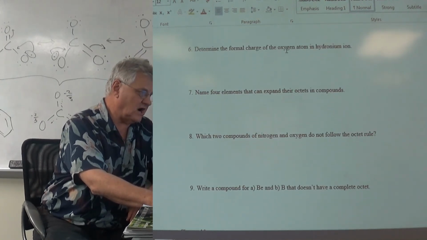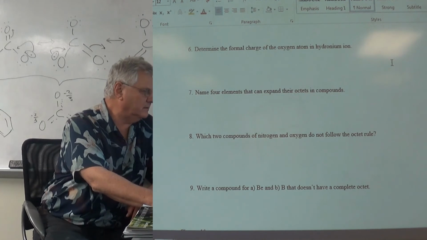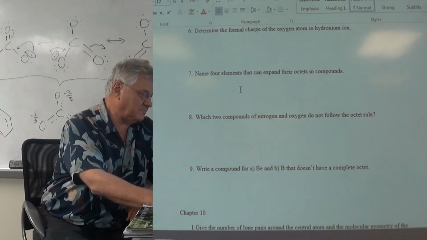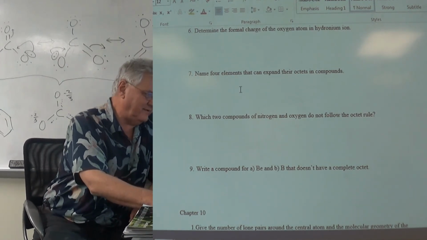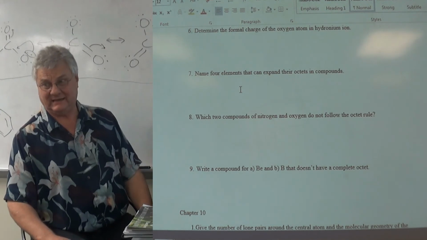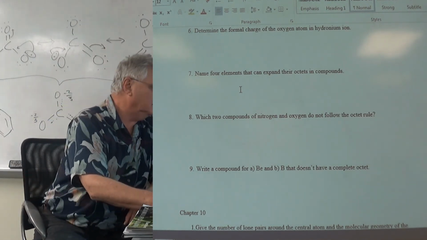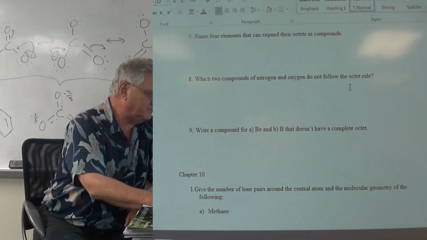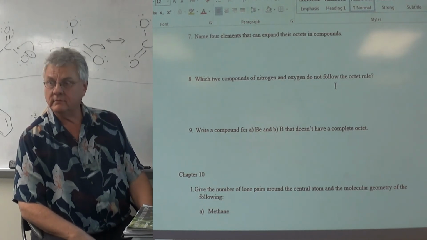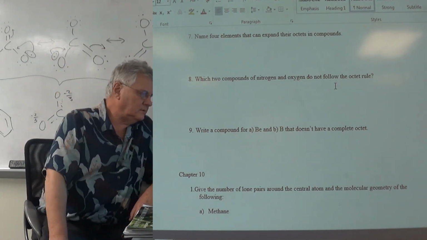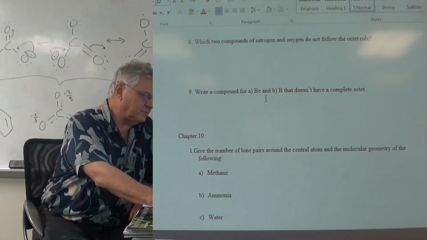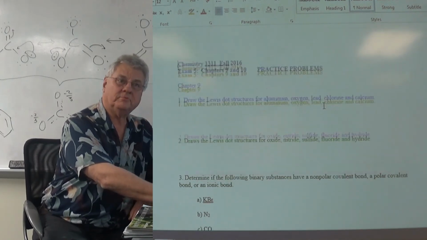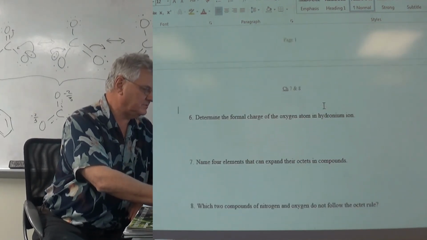Determine the formal charge of an oxygen atom in a hydronium ion. We'll do that next time. Name 4 elements that can expand their octets in compounds. So I think it's on the study guide, isn't it? Sulfur, phosphorus. You get the idea. Silicon. Which 2 compounds of nitrogen and oxygen do not follow the octet rule? I think it's on the study guide. NO and NO2. Write a compound for beryllium and boron that doesn't have a complete octet. So those are all pretty easy, the practice problems for chapter 9.